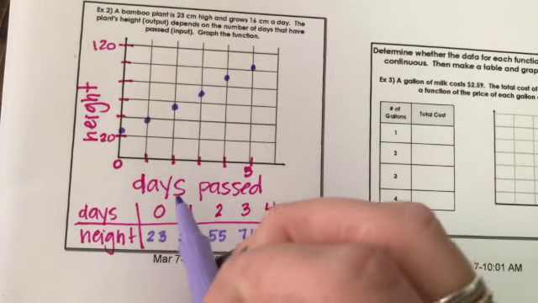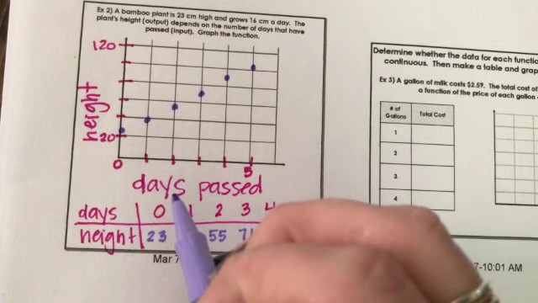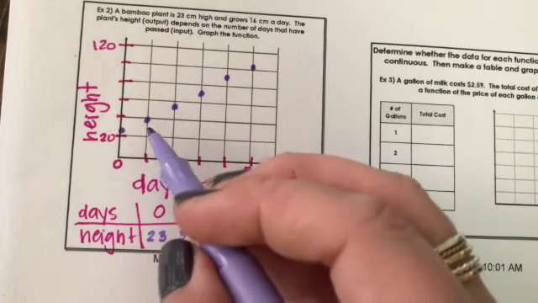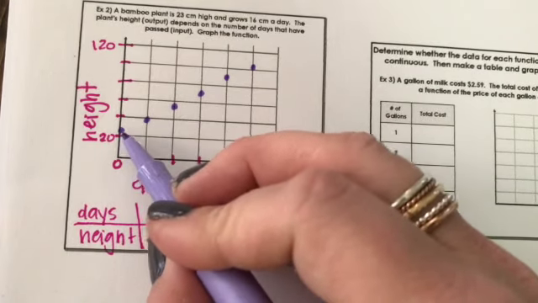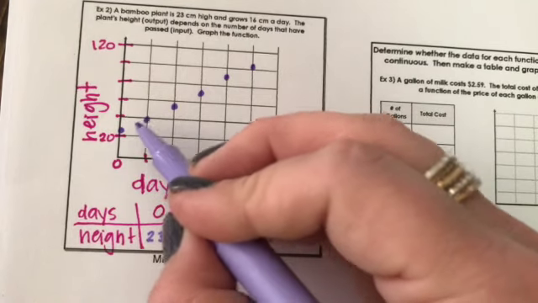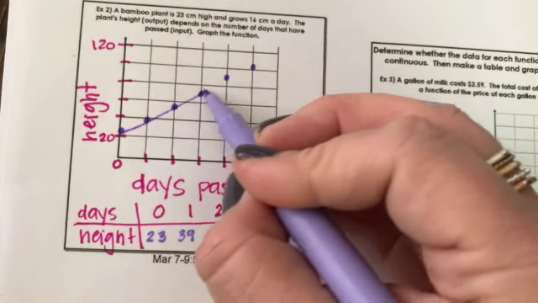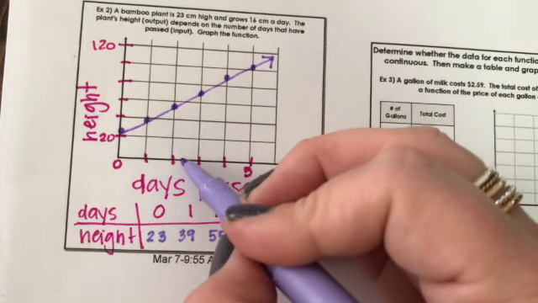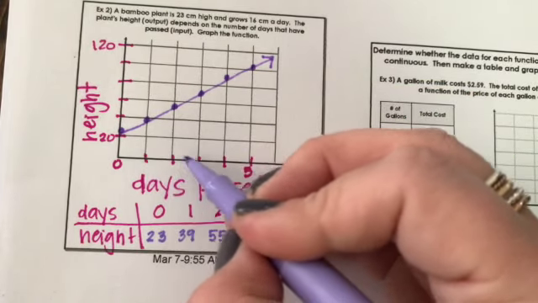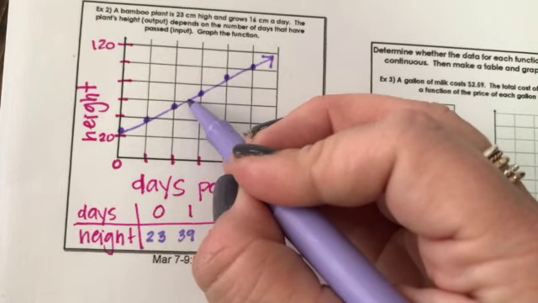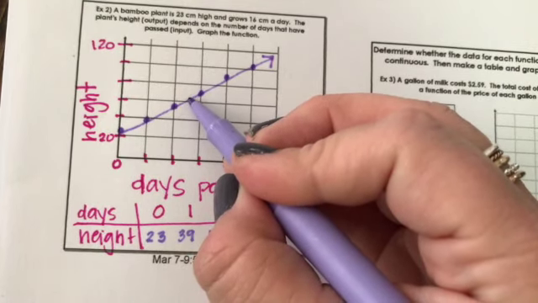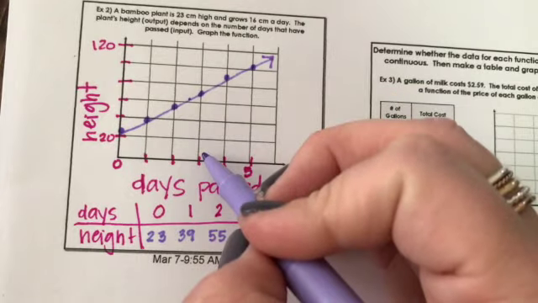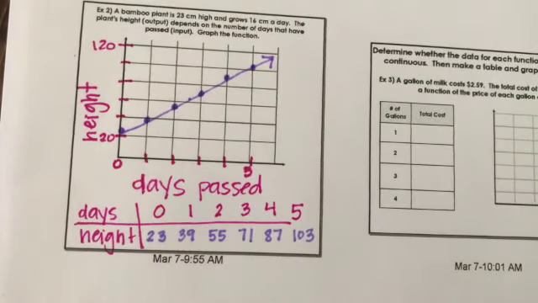Okay, and then I have to decide, is this continuous data or discrete? It's going to be continuous because the plant doesn't jump from 23 to 39, right? It's growing constantly. So again, we could ask, what about at 2.5 days? Between day 1 and day 2, day 2.5 would probably be about 63, which would be right about there. Okay, so questions on that one?